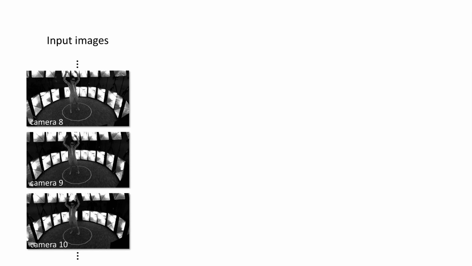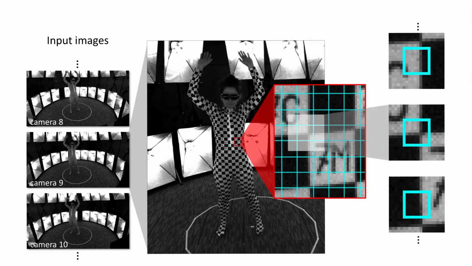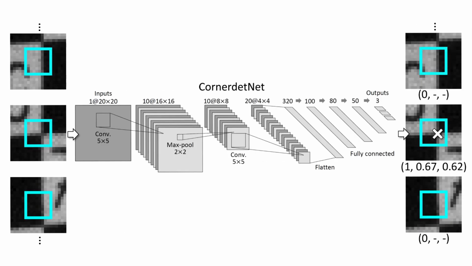The input to our system are image sequences. First, we detect checkerboard-like corners in each of the images. We split the image into small crops and pass them to a CNN corner detector, which outputs a 0-1 value, indicating whether a corner is present, and if it is, also its coordinates.